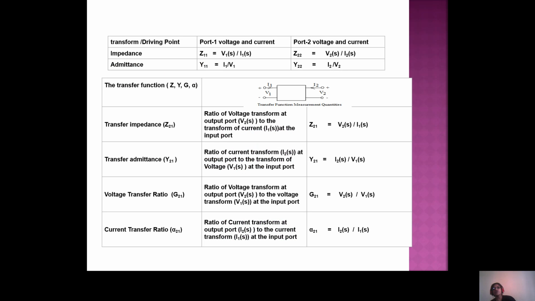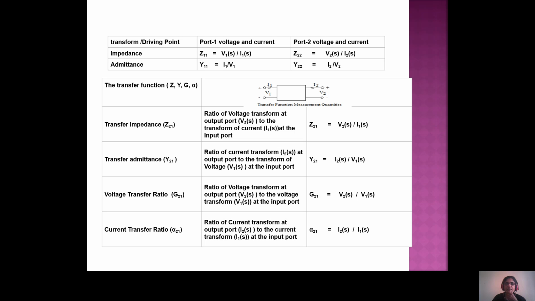So under the driving point, we have port 1 voltage and current, and port 2 voltage and current. When you take the impedances, Z11 is equal to V1 of S by I1 of S. Port 2: Z22 is equal to V2 of S by I2 of S. When you take admittance, Y11 is equal to I1 of S by V1 of S. Same thing, Y22 is equal to I2 of S by V2 of S. When it is related to the same port, it is called driving point. Same port voltage and same port current will be driving point impedance.